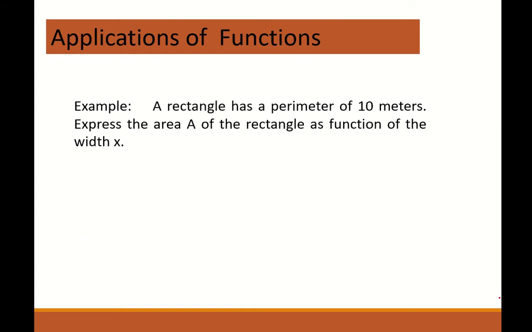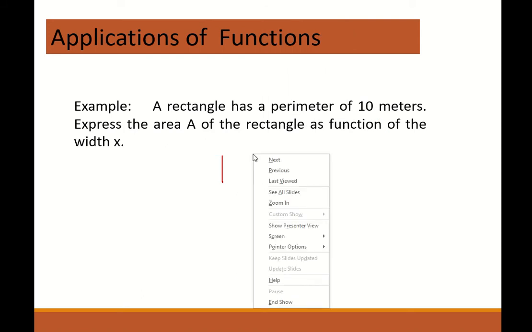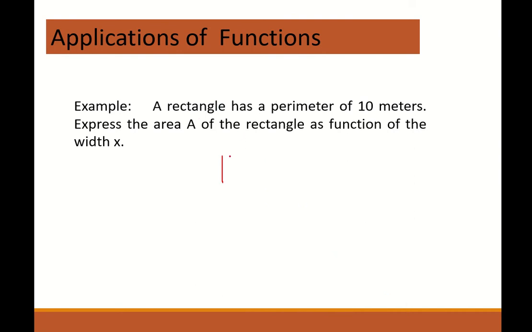Okay, so another example, we have a rectangle. Our problem here involves a rectangle, right? So we know what a rectangle is. A rectangle has a perimeter of 10 meters and we are asked to express the area of the rectangle. The area is the space enclosed within the perimeter. We are asked to express the area as a function of the width, which is x.